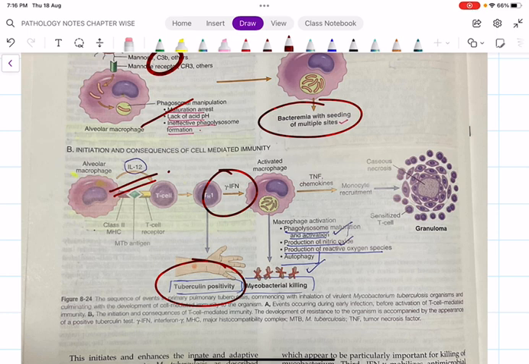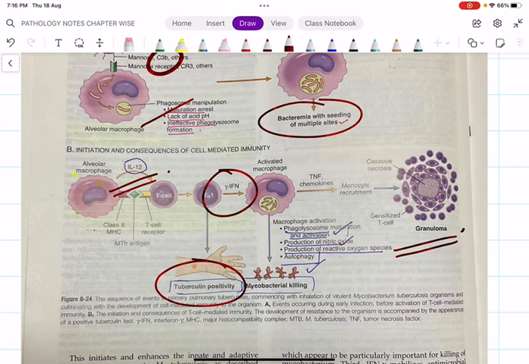Here the gamma interferon is going to cause the activation of macrophages, and these macrophages undergo some conformational changes, multinucleation. Yes, we call it a granuloma. So here I am making my point very clear: only and only if the cell-mediated immunity is intact, we will be having granuloma formation.